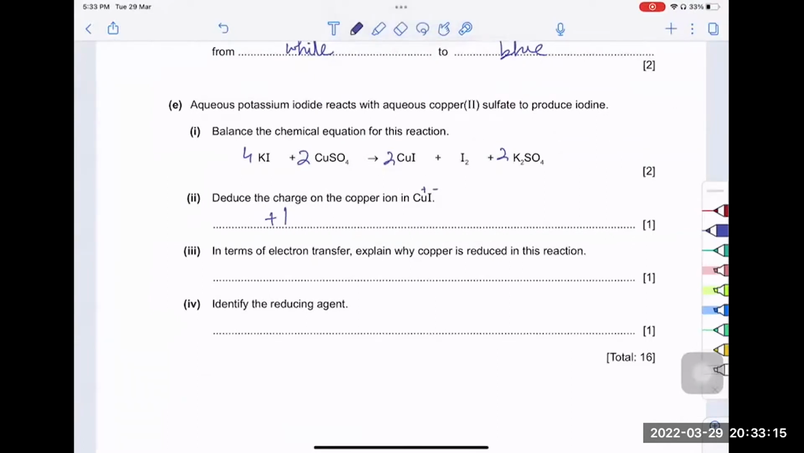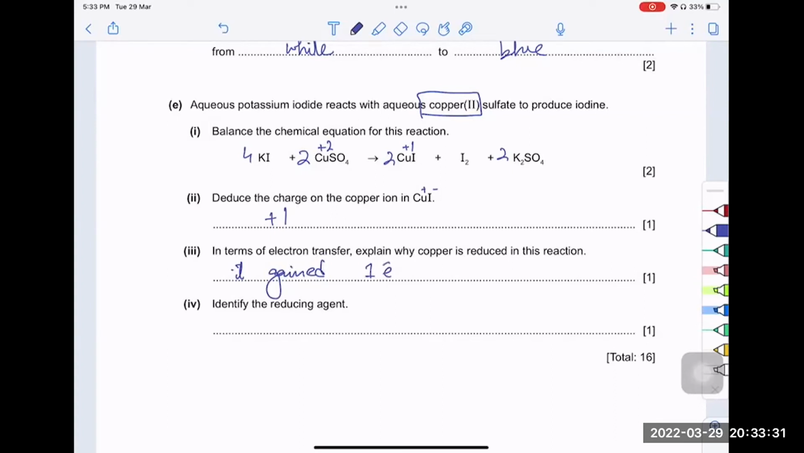In terms of electron transfer, explain why copper is reduced in this reaction. Okay, so this is copper 2 sulfate. That means copper is +2. And over here, this is copper 1. That means it gained 1 electron, because you go from +2 to +1 by gaining an electron.